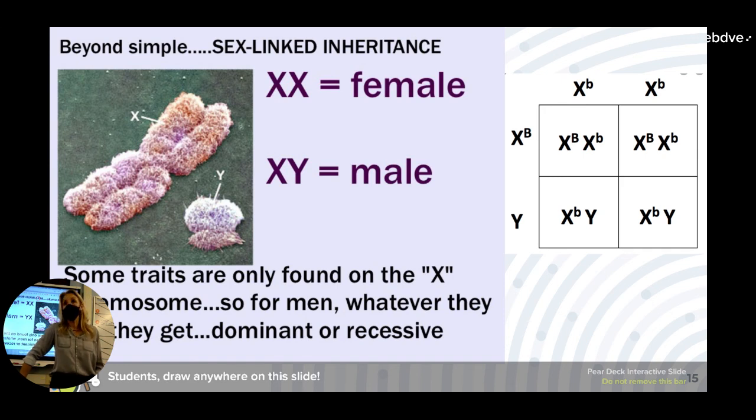Because normally to express a recessive trait, you need how many? 2. But boys only need 1 because that's all they got.